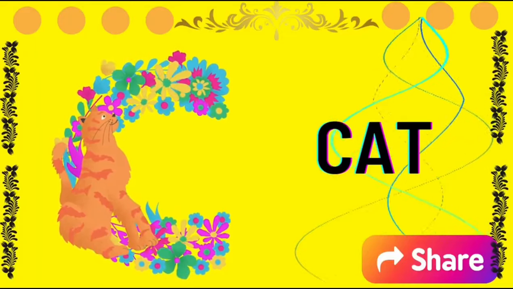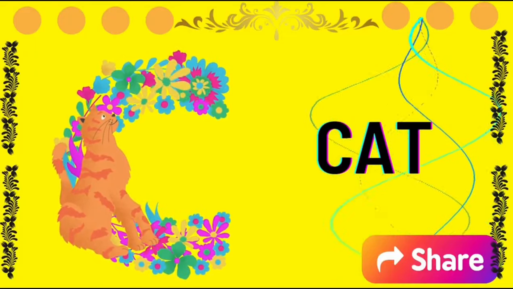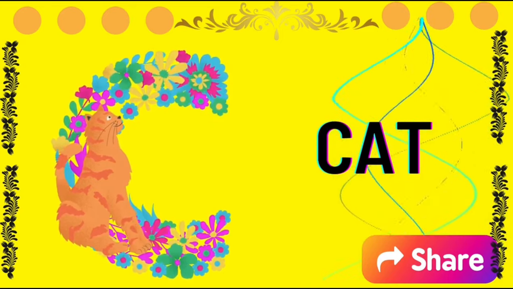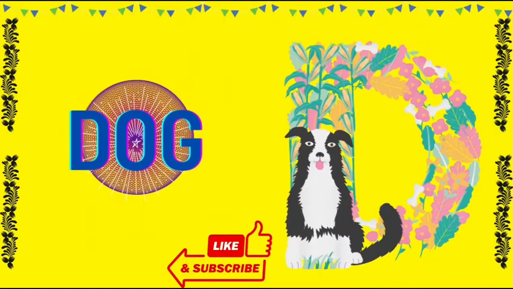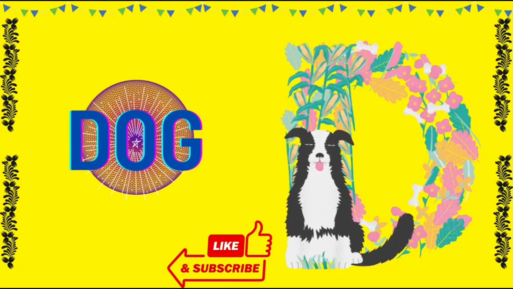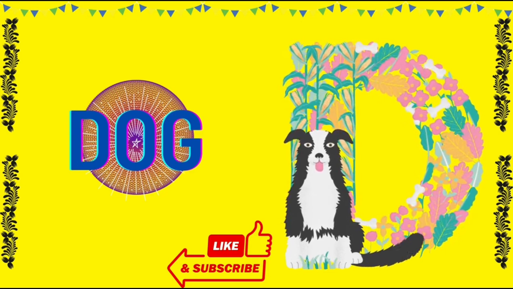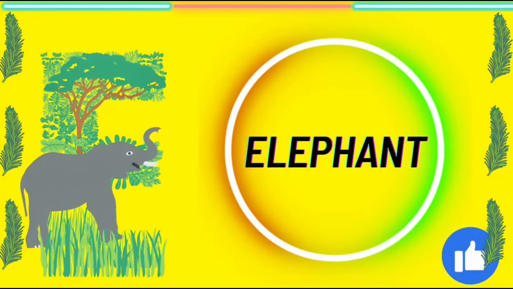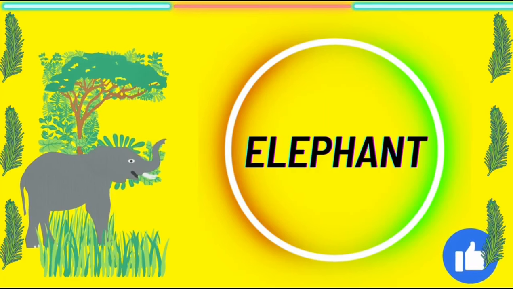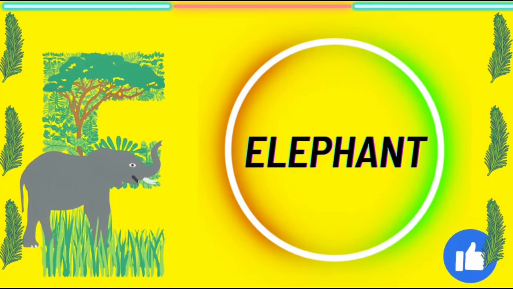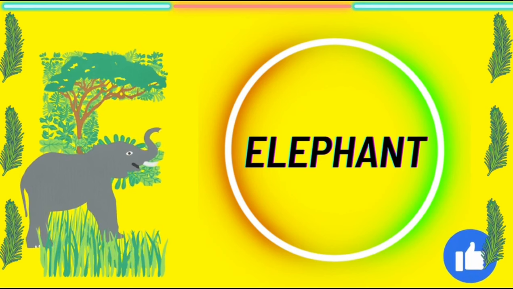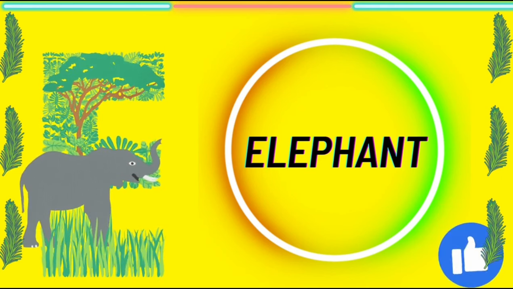C. C is for cat. C-A-T. Cat. D. D is for dog. D-O-G. Dog. E. E is for elephant. E-L-E-P-H-A-N-T. Elephant.